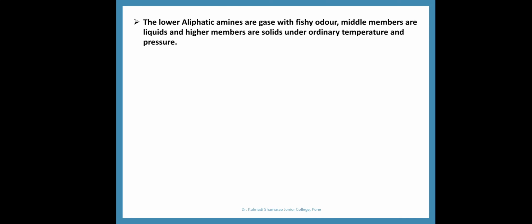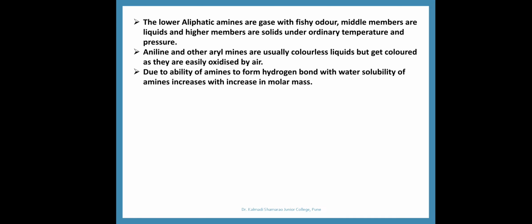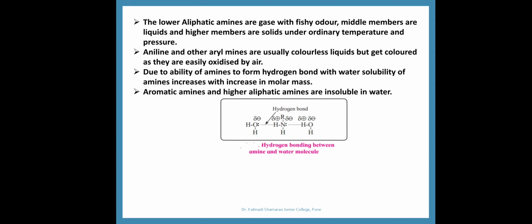The lower aliphatic amines are gases with a fishy odor, middle members are liquids, and higher members are solids under ordinary temperature and pressure. Aniline and other aryl amines are usually colorless liquids but get colored as they are easily oxidized by air. Due to the ability of amines to form hydrogen bonds with water, solubility of amine decreases with the increase in molar mass. Aromatic amines and higher aliphatic amines are insoluble in water.